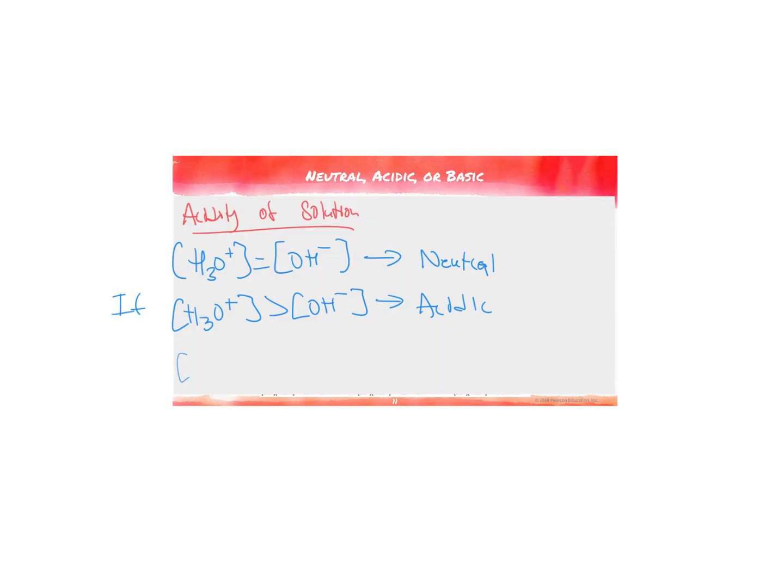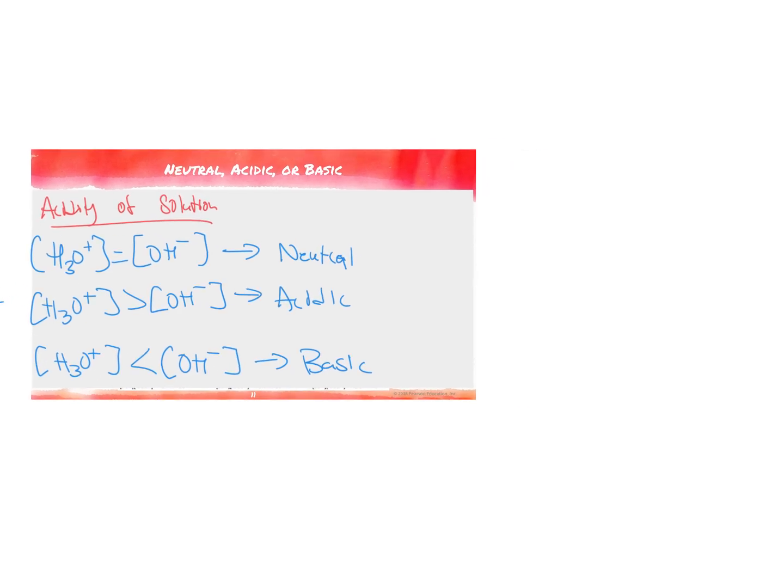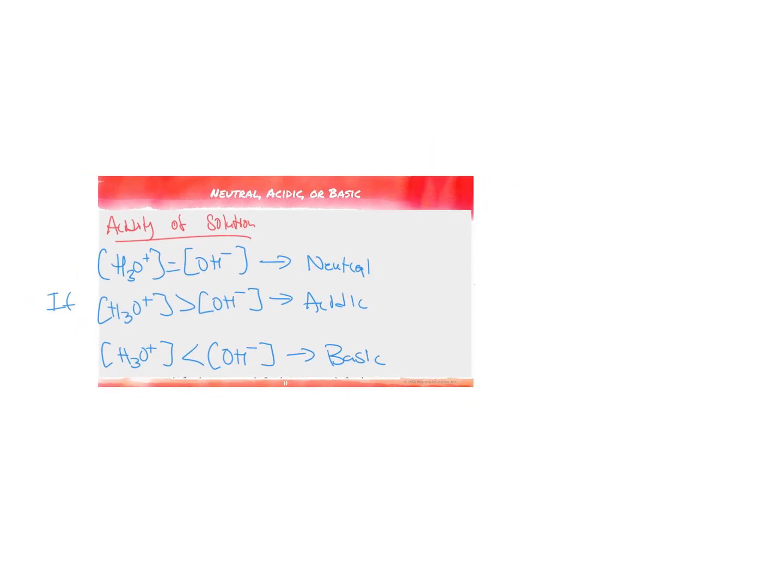And if the concentration of H3O+ is less than the concentration of OH-, this of course means that I'm basic because I have more base than I have of acid. However, you'll notice that in any case, H3O+ times OH- is always going to equal Kw, which is always equal to 1 times 10 to the negative 14. So no matter what, it's still going to equal that, even if one is greater than the other.